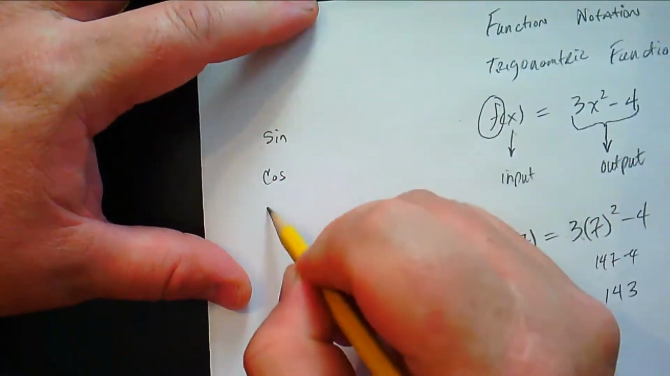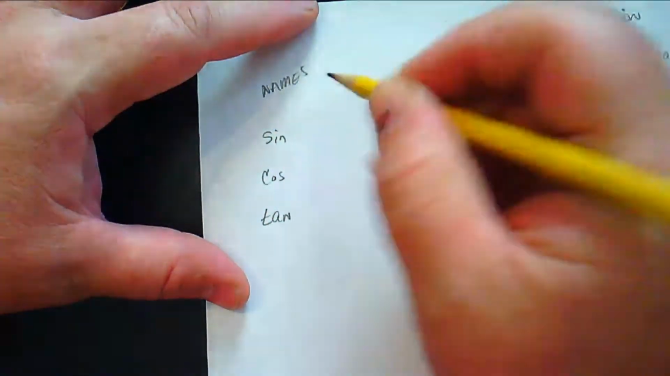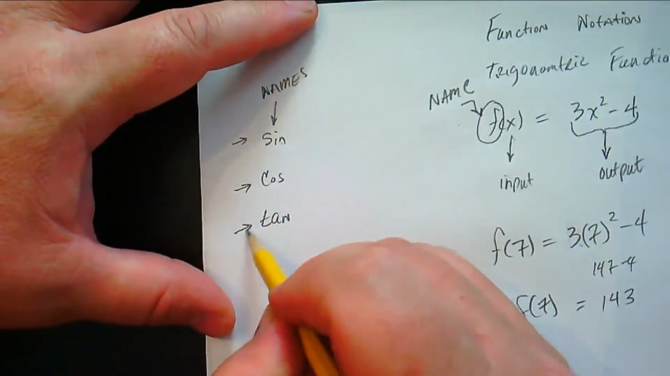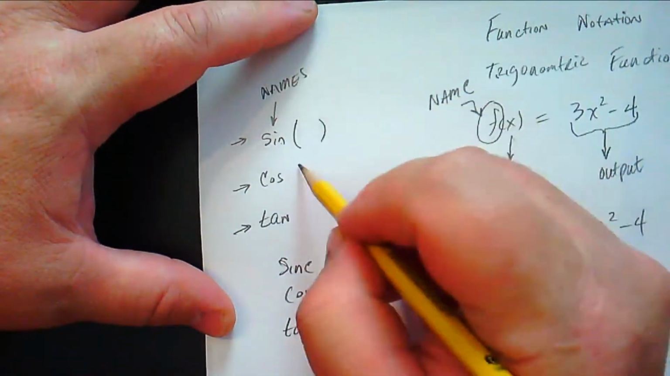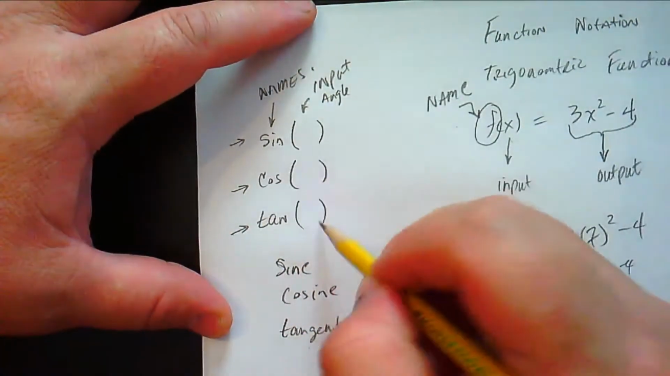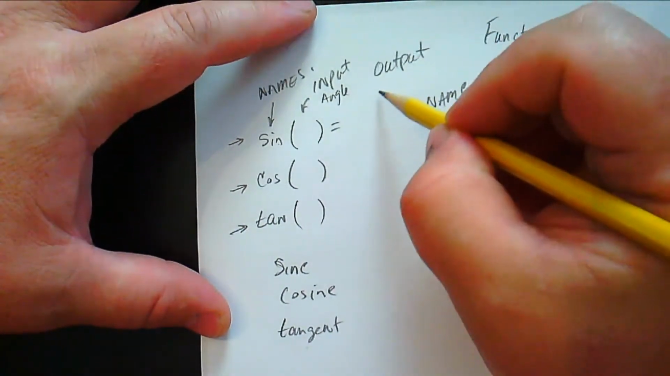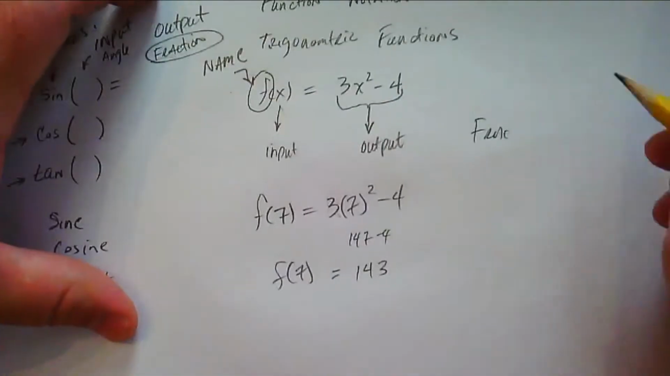So trig is really similar. We have functions: sine, cosine, tangent. Those are the names. So instead of being called f of x or g of x or whatever, it's sine, cosine, and tangent. We don't say sin, cos, tan, we say sine, cosine, tangent. The input for sine, cosine, and tangent is always an angle, whereas the output is actually going to be a fraction. It's actually going to be a ratio of sides.